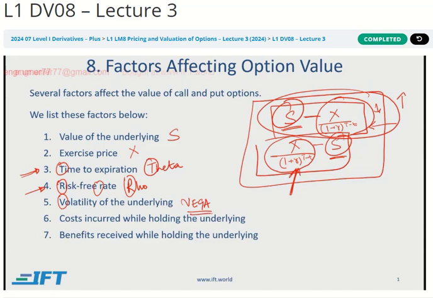Then volatility, by the way, is positively going to impact both, because there is a higher probability that the stock price might go up, which is good for the call option. There is a higher probability that the stock price might go down, which is good for the put option. So higher volatility, or vega, is good for both call options and put options values, because a stock can either go very high or go very low. Either way, both options like volatility. In terms of costs incurred while holding the underlying, we will look at how that impacts the option value, and also benefits such as dividends received during the life of the contract, how that impacts the option value. We will be looking at that in separate slides as well.